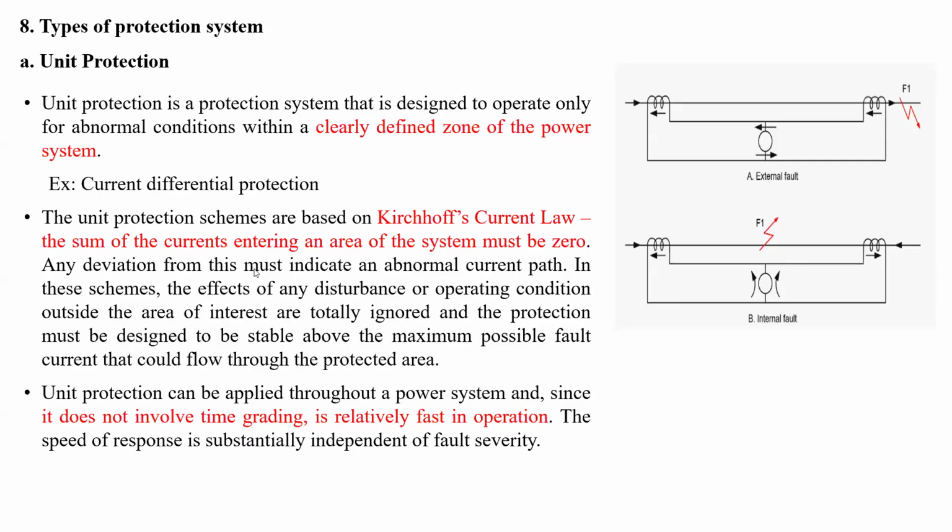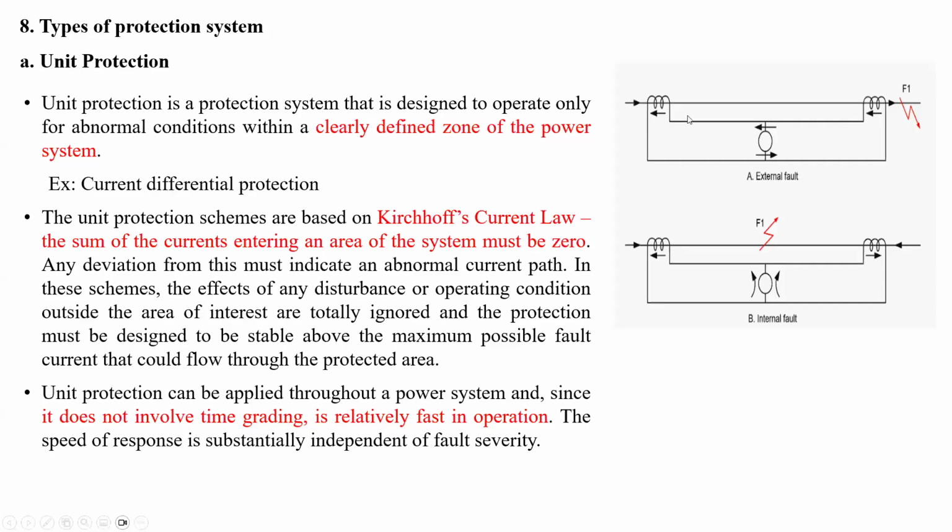Generally, in the protection system there are only two types of protection. One is unit protection, and the second one is non-unit protection. Unit protection is the protection system that is designed to operate only for an abnormal condition within a clear, definite zone of the power system.